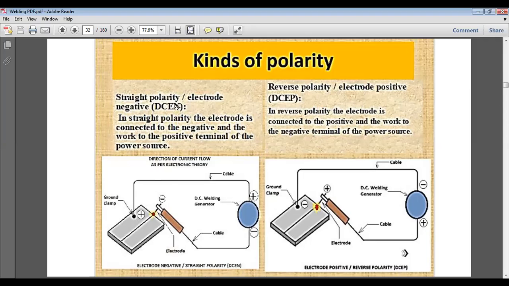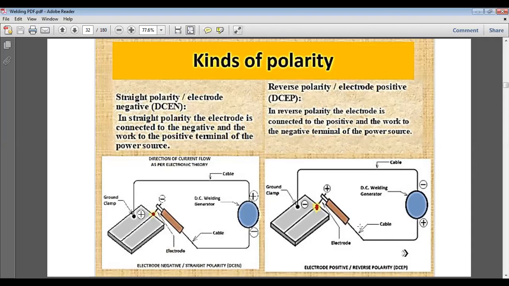We don't have to be confused with the terminologies. We must understand that when the negative terminal is connected with the electrode, it is known as DCEN, or straight polarity, or direct polarity. And reverse polarity is when the terminals are interchanged. In that case, the negative terminal is connected with the metal, work or job, and the positive terminal is connected with the electrode.